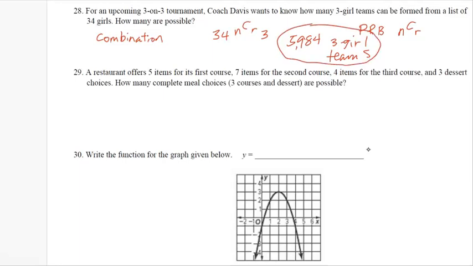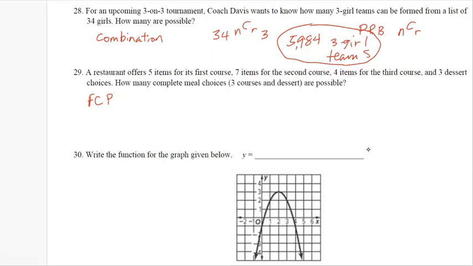All right, number 29. A restaurant offers 5 items for its first course, 7 for the second course, 4 for the third, and then there's 3 dessert choices. How many complete meal choices, 3 courses and a dessert, are possible? So this is the fundamental counting principle. You notice we have these categories. I like to look at them as categories. First course is a category. There's 5 choices here, there's 7 choices here, 4 choices for the third category, third course, and then there's 3 choices for dessert.